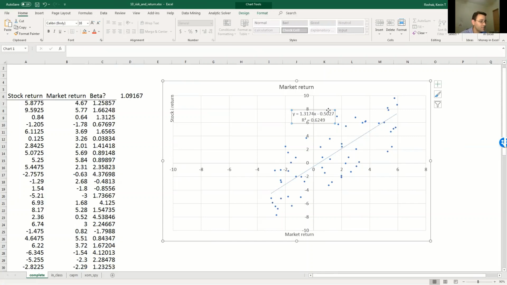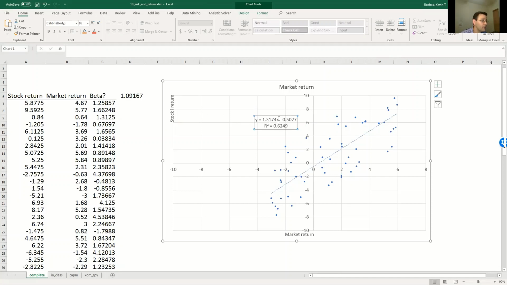What's the average relationship between the overall stock market and our individual security? And we get this relationship. We get y is equal to mx plus b. If you remember your algebra, this is the equation of a line. So y in this case is our stock. That's what goes on the y-axis. How much is our stock moving every month?